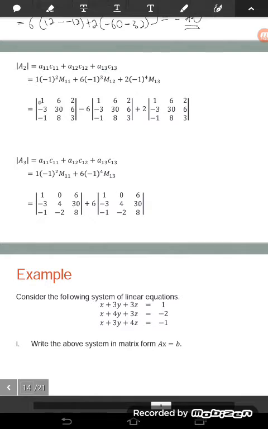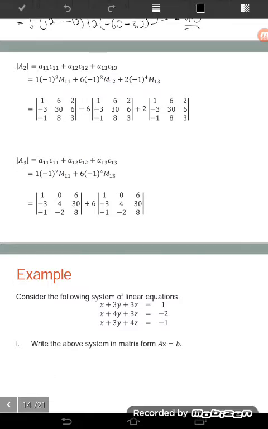So A11 is 1, row 1 column 1, and its cofactor is this one. Okay, and then A12, the element in row 1 column 2 which is 6, this one, and its cofactor is this one, and then plus the element in row number 1 column 3, which is 2, and its cofactor is this one. 1 times negative 1 power of 2 is positive 1, and then the minor of 1 1, close row number 1 column number 1.